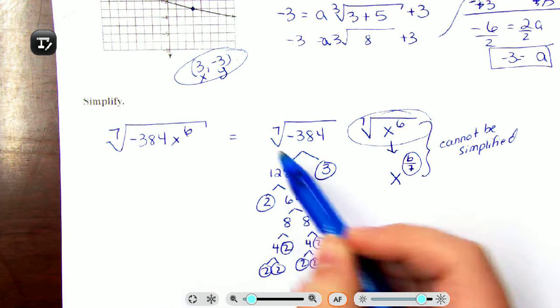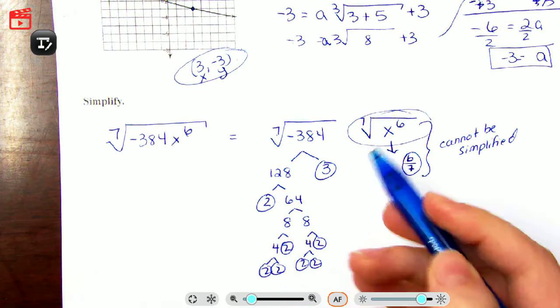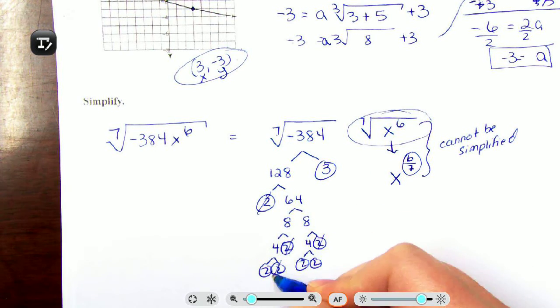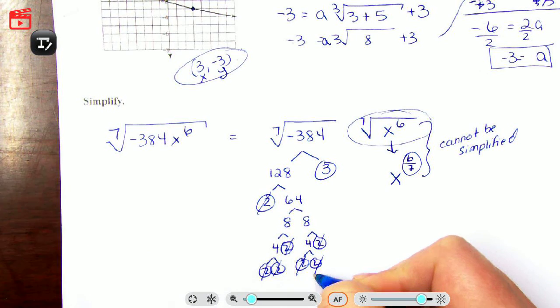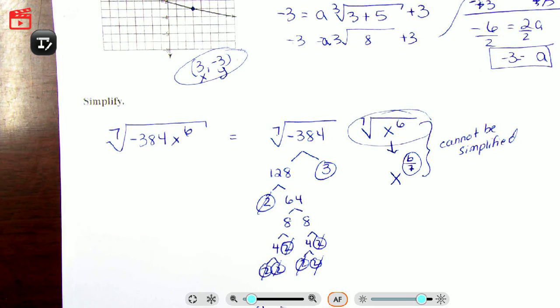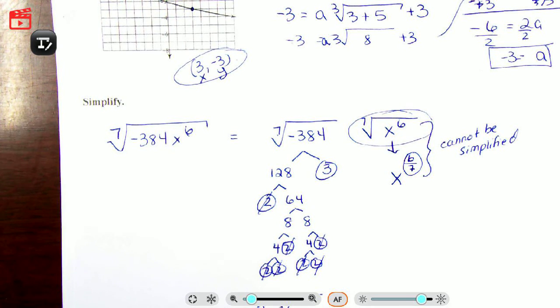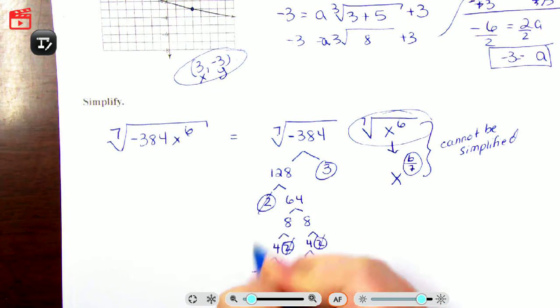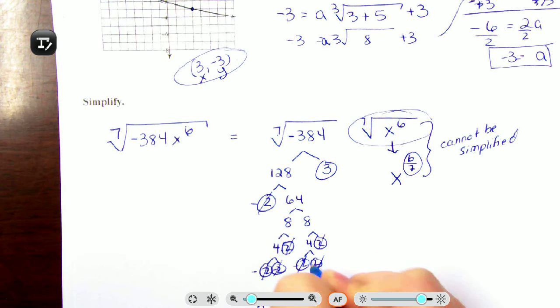Okay, so we're looking for 7 of the same numbers. I'm guessing it's 2. 1, 2, 3, 4, 5, 6, 7. Okay, so that means that I can pull out a 2 and have 7 root, let's see, 3 left over. And again, since this is negative, I'm assuming all of my 2's are negative.